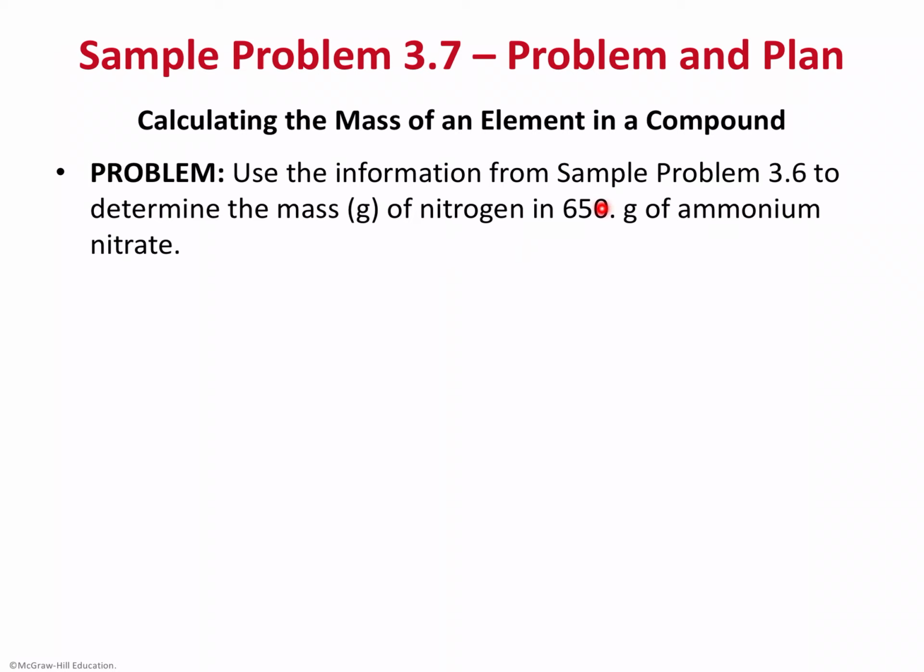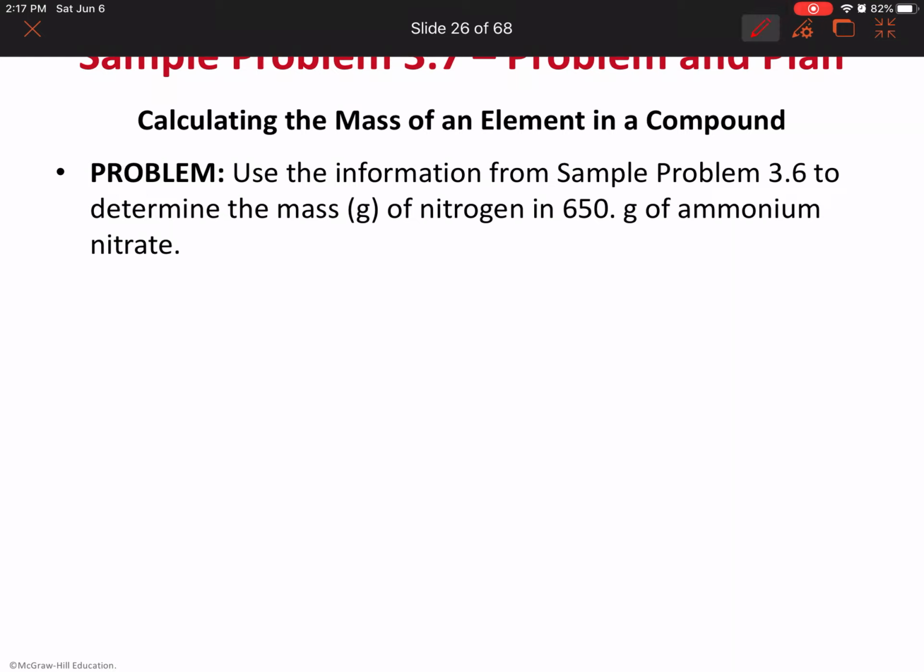Use the information from sample problem 3.6 to determine the mass of nitrogen in 650 gram of ammonium nitrate. Now it is the same problem that we did earlier. It's talking about ammonium nitrate. So you know the mass of ammonium nitrate already because we calculated that. Okay, so we are given the mass as 650 grams. So we can use the same ratio as before.